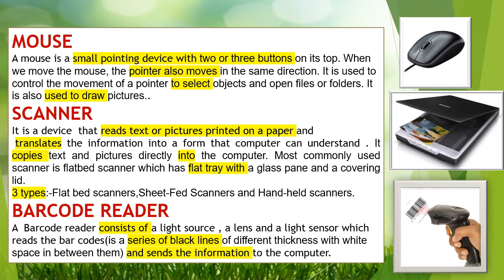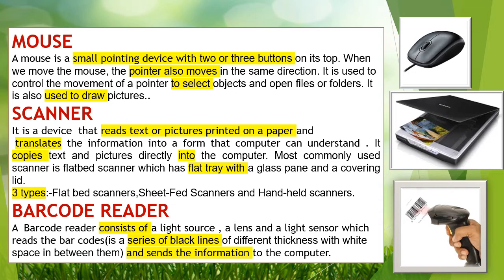The most commonly used scanner is the flatbed scanner, which has a flat tray with a glass pane. On the glass pane, we keep our paper, and it can be closed with a covering lid so that a light beam will pass through this paper and the content of that paper will be read out by the scanner. So that is the procedure for scanning a paper.